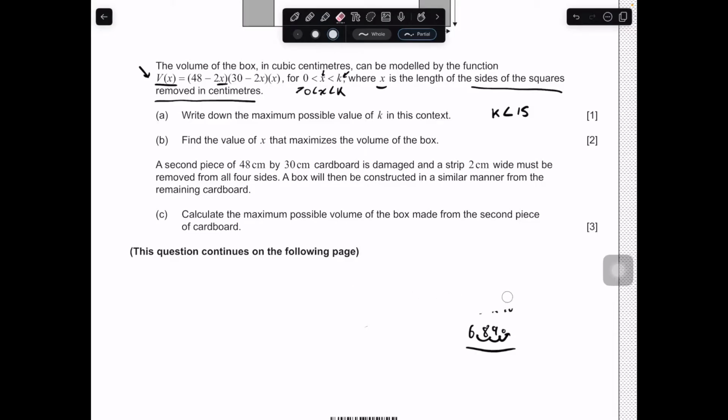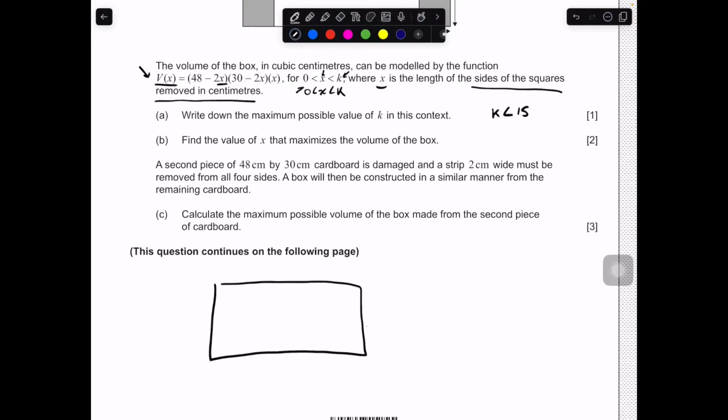So again, interpreting the question, it's a geometry question, so it's always going to be helpful to sketch it out, and I think that will be the case here. So let's go ahead and draw. Hopefully this gets a nice square. No? Okay. Here is our rectangle. Dimensions, like the original one, are 48 by 30. But it's been damaged by the rain. And we need to remove a 2 centimeter strip from all 4 sides.